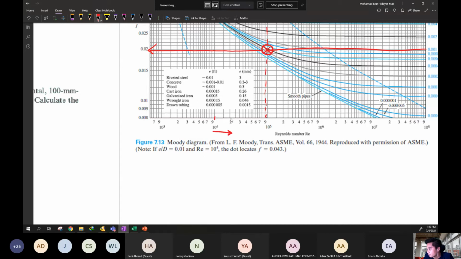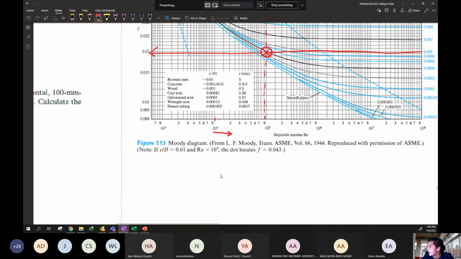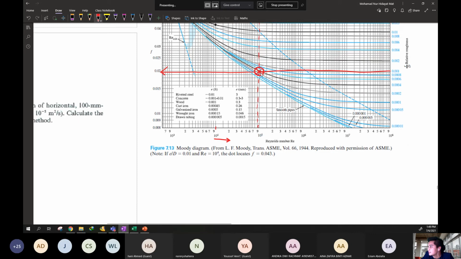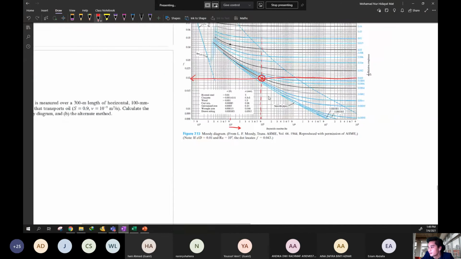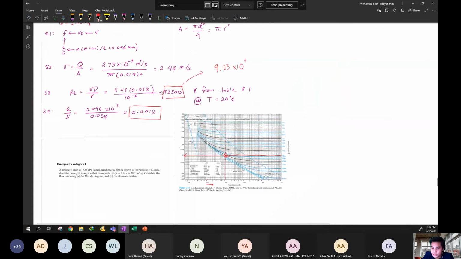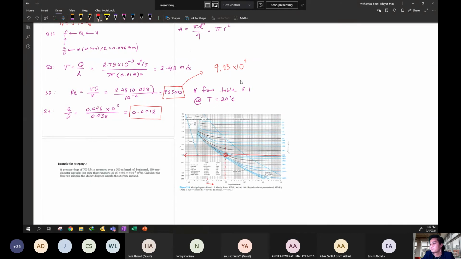This is 1, this is 2, this is 3, this is 4, this is 5, 6, 7, 9. So 9.2. That is why I choose this number straight away. And then the relative roughness around this. So using your ruler, you will get around 0.02. You must make sure you correctly choose the Reynolds number 9.23 to the power of 4.